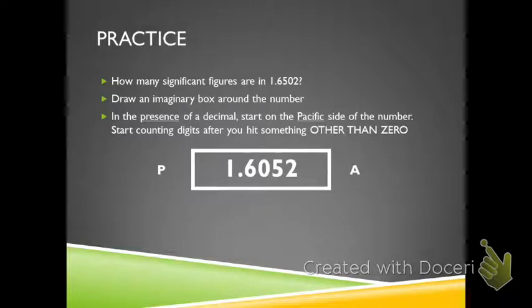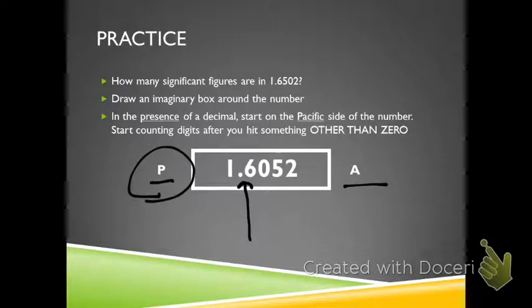So when you have to deal with a number, like how many significant figures are in 1.6502, you can draw an imaginary box around the number, or if you really feel like it, draw a real box. I don't care. Remember that if the box represents the continental United States, the Pacific Ocean was on the left and the Atlantic Ocean was on the right. If you look at this number, do you see a decimal? Yes. So are you in the presence or the absence?